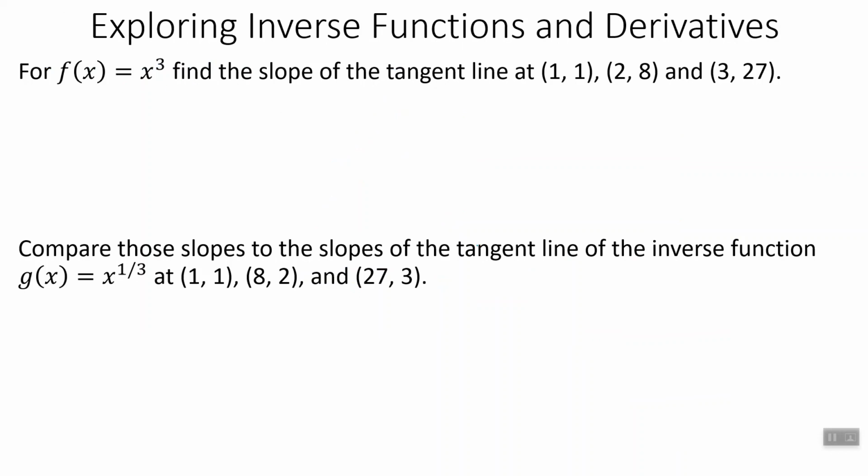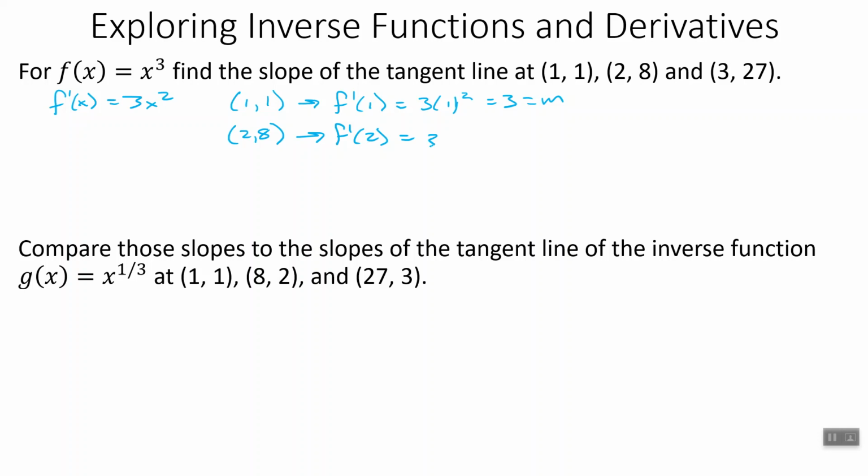All right, so let's take a look at some of this stuff. If we're being asked to find the slope of the tangent line at these points, the first thing we're going to need is the derivative. So f prime of x is 3x squared. So that means the slope of the tangent line at the point (1, 1) would be f prime of 1, which is 3 times 1 squared, which is just 3. If we look at the point (2, 8), f prime of 2, the x value, is 3 times 2 squared, which is 4 times 3, which is 12. So 12 would be the slope there.